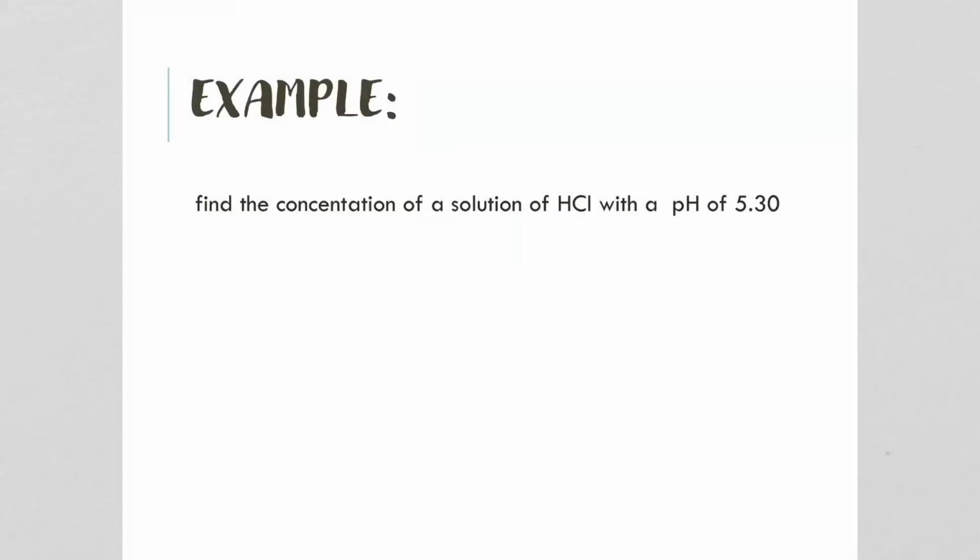So in this example, we're being asked to find the concentration of a solution of hydrochloric acid with a pH of 5.30. So remember, the concentration of hydrogen is equal to 10 to the negative pH. So that's equal to 10 to the negative 5.30. So that's equal to 5.01 times 10 to the negative 6 moles per liter.